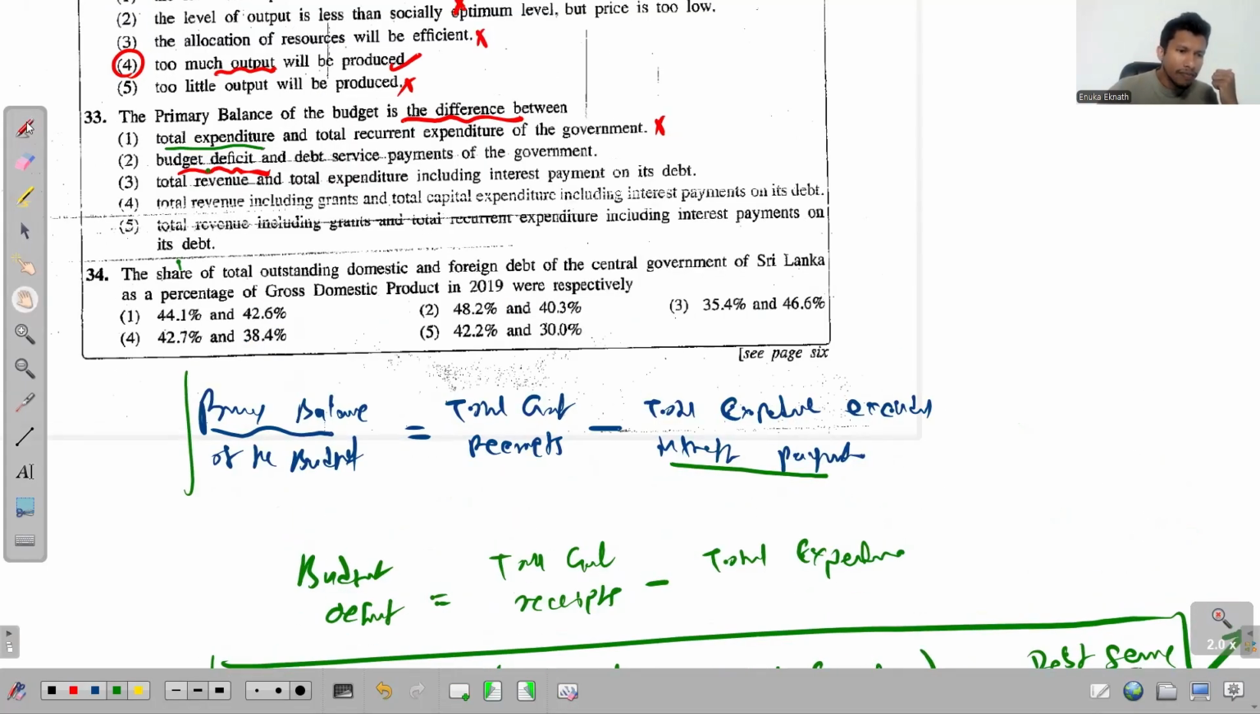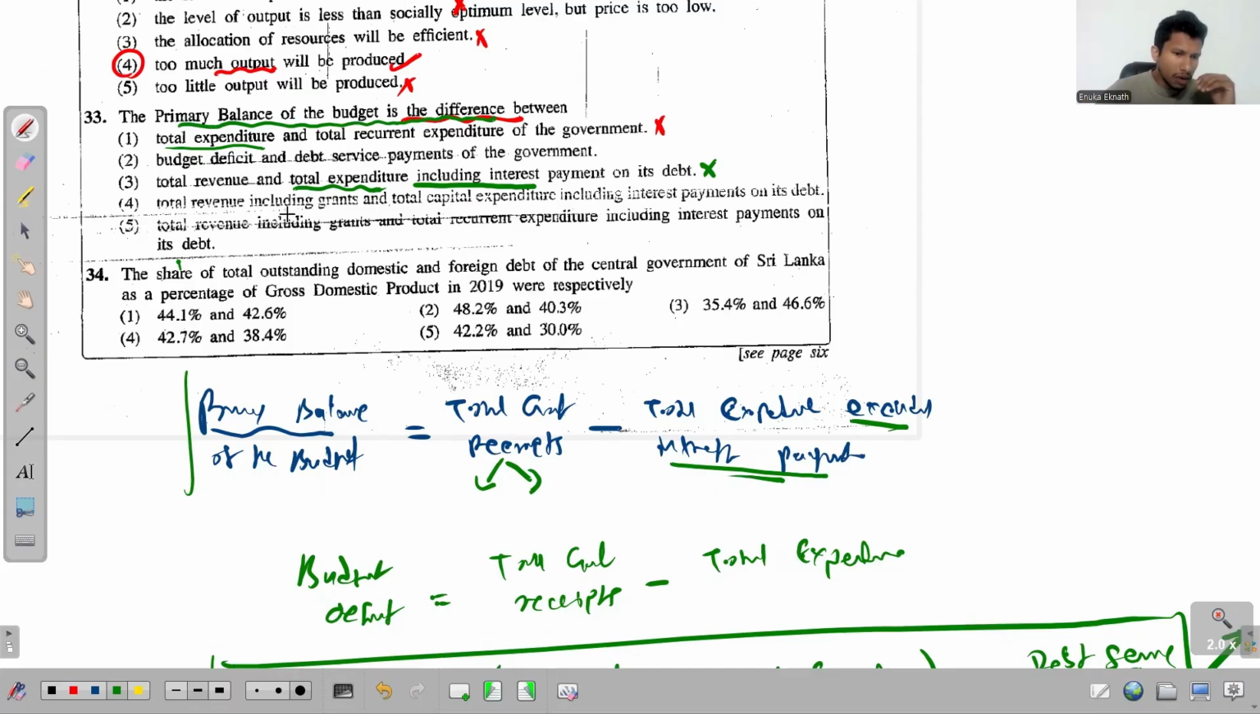Third one says total revenue and total expenditure including interest payment on its debt. See that now? Primary balance of the budget is the difference between total revenue. Revenue මත් නෙමෙයි අතම receipts පෙන්වන්නේ. මොකද revenue කියලා කියන්නේ that is something that we earn නේ. ඒතර මේක ඇතුලේ grants උත් තියෙනවා. Anyway, ඒතර එතනත් පොඩි වැරද්දක් තියෙනවා. අනිත් පැත්තෙන් it says total expenditure including interest. No, it should exclude interest. ඒ නිසා මේක කිසිම වෙලාවක ගන්න බෑ.